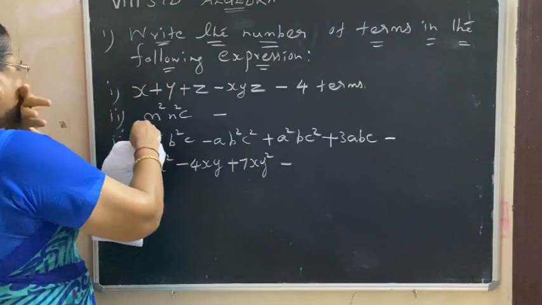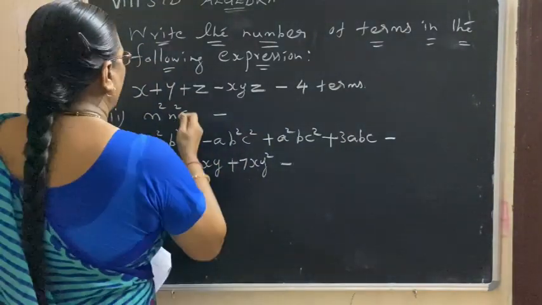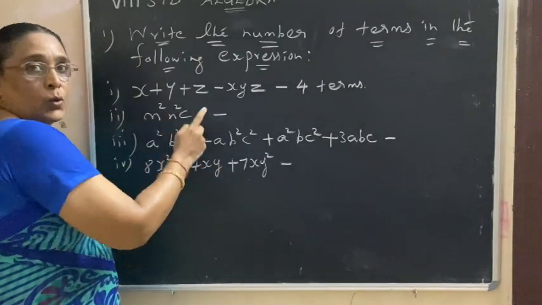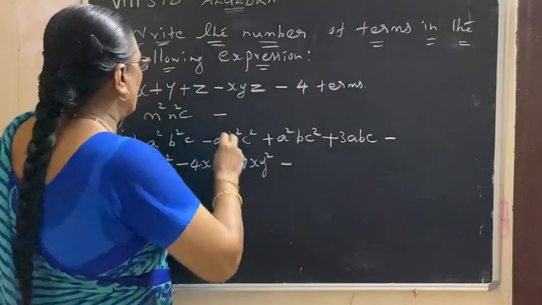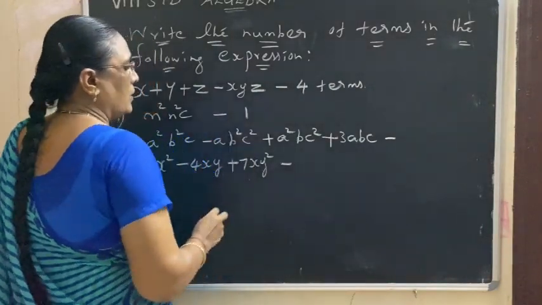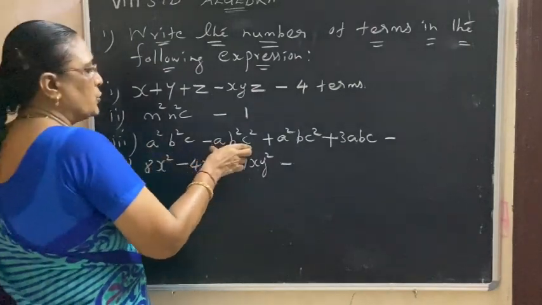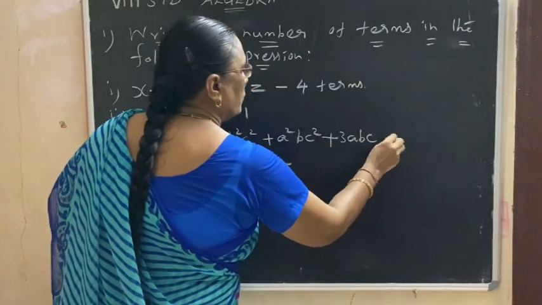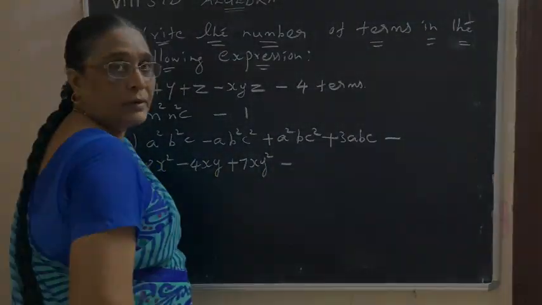Then here, how many terms are here? m square, n square, c. This whole thing has to be taken as one term. So the number of terms is 1. Now you calculate and write. This is taken as 1, 2, 3, 4. This is also 4. You fill it in by yourself. Then this is 1, 2, 3. You fill it in. Right?